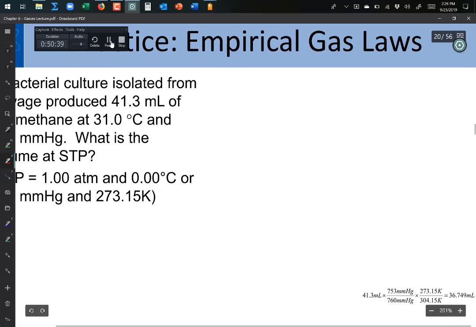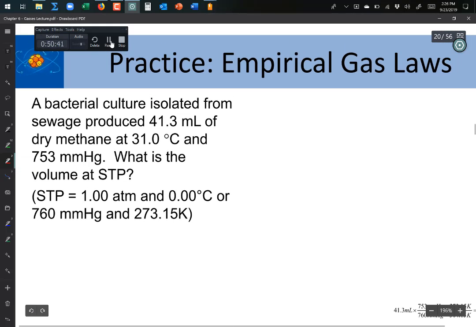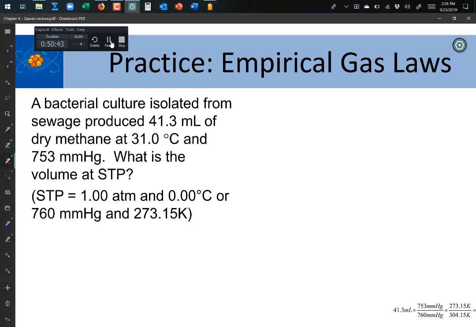Do another one. So is the bacterial culture isolated from sewage? Nice. Produced 41.3 milliliters of dry methane at 31.0 degrees Celsius. And that's a cow's temperature, I think. And 750 millimeters of mercury. What is the volume at STP?